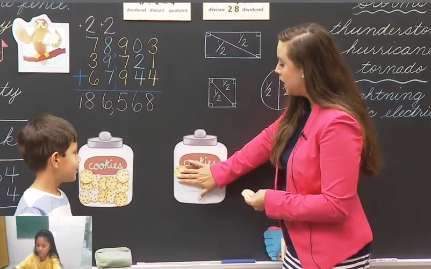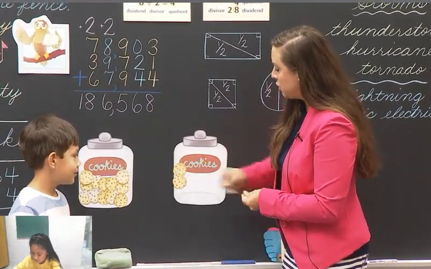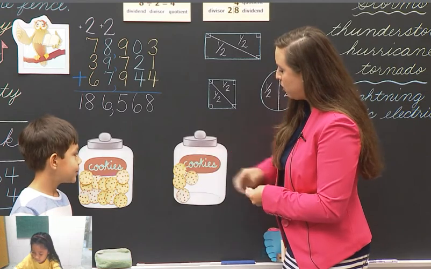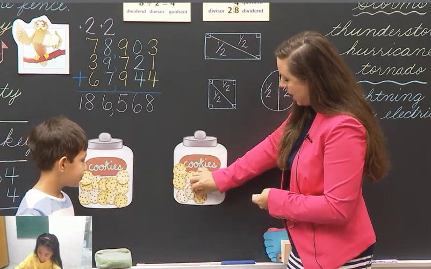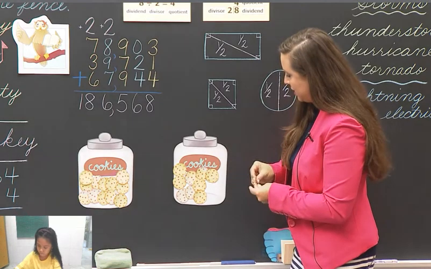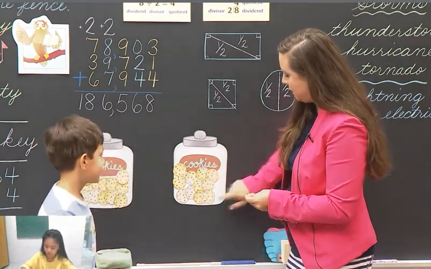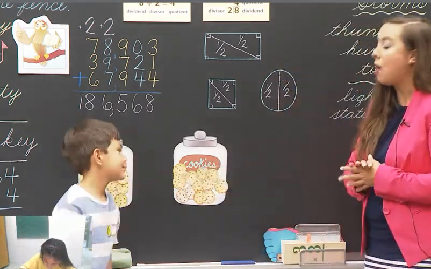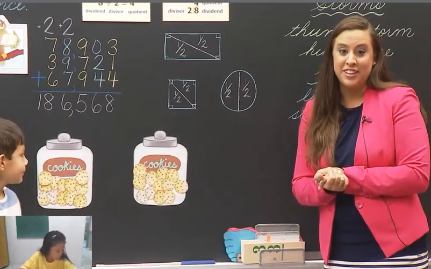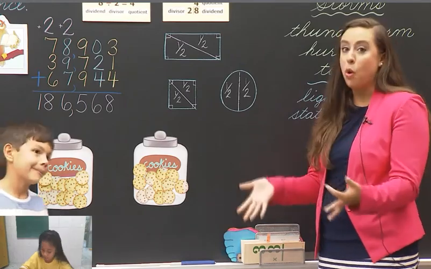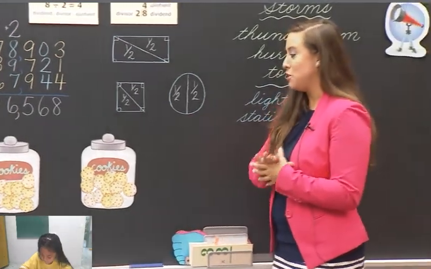Count with me. Ready? Begin. 1, 2, 3, 4, 5, 6, 7, 8, 9, 10, 11, and 12. How many cookies does the boys' cookie jar have, Dev? 12. Thank you, Jimmy. There are 12 cookies. Thank you, Jimmy. You may be seated.